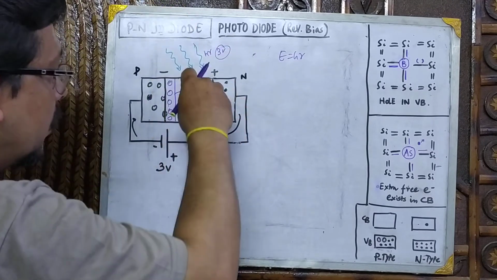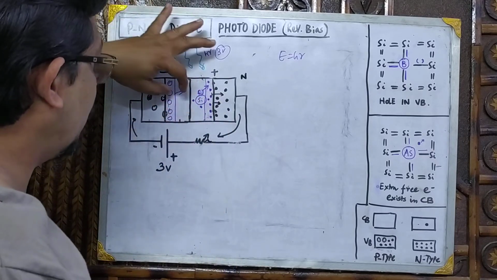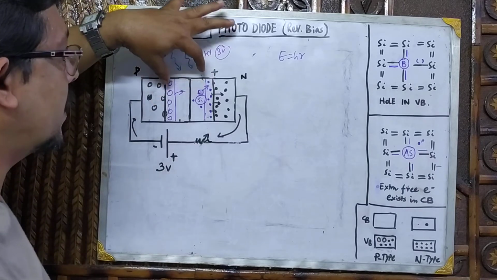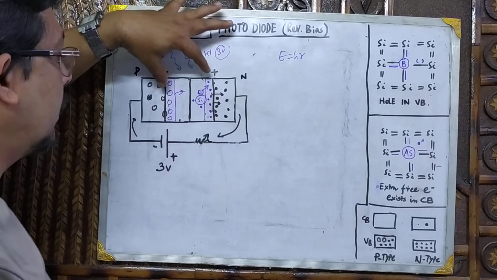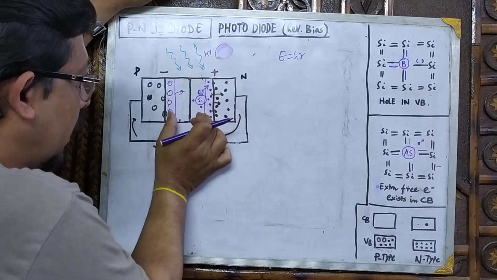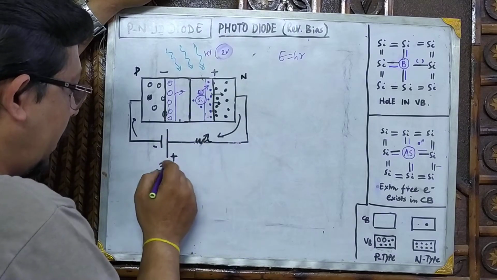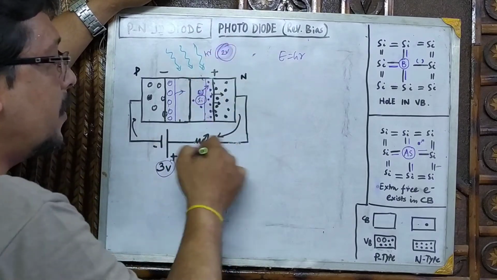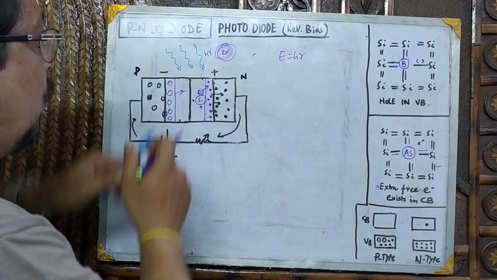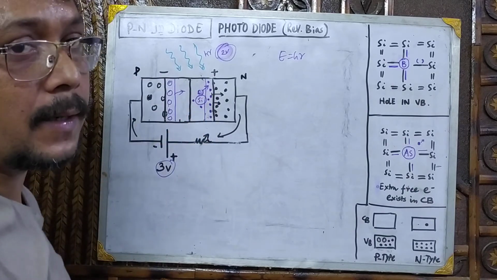Suppose due to the incident of the light photon particle, this action goes on, and automatically the potential barrier, which we set at 3 volt, will decrease. Suppose it becomes 2 volt now, due to the decrease in size of the depletion layer. Now the battery is 3 volt, the barrier is 2 volt. That means we can get the current. Yes, now the current will start. So this is the action of the photodiode: whenever we focus the light, only then does it start the conduction.